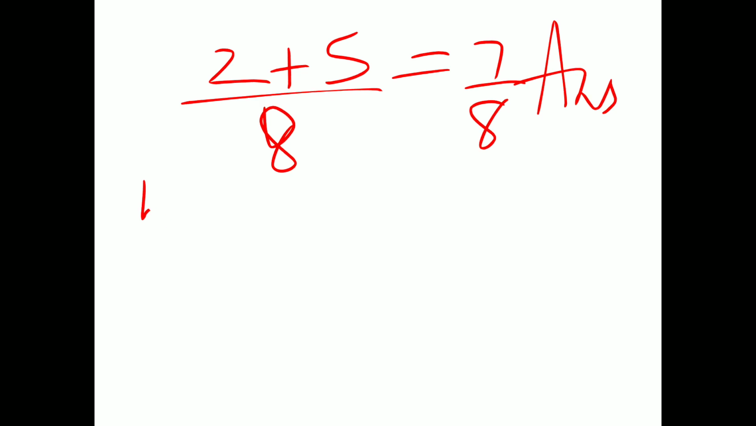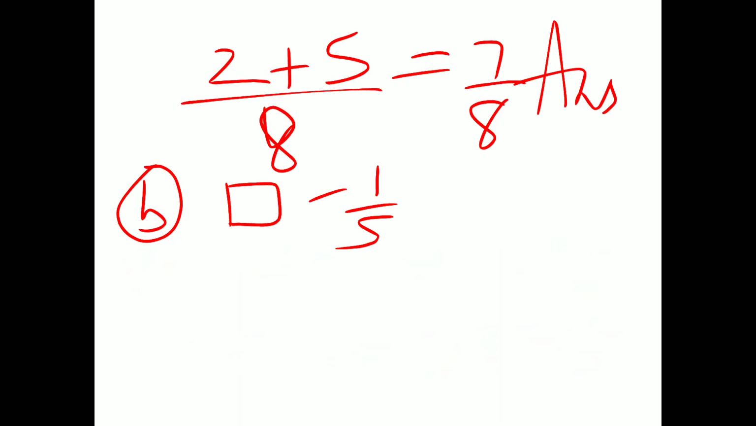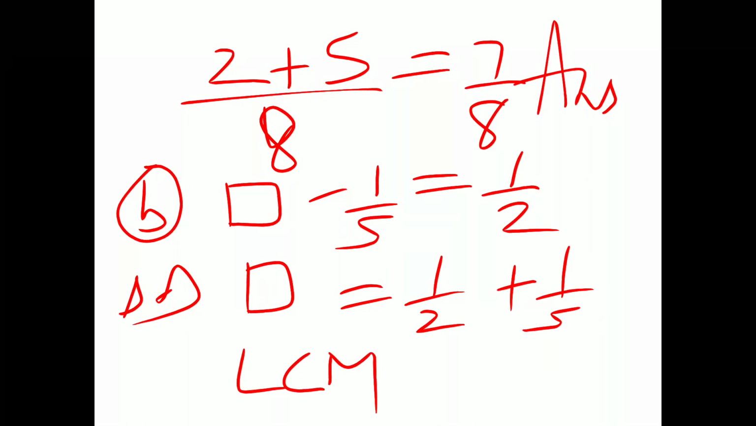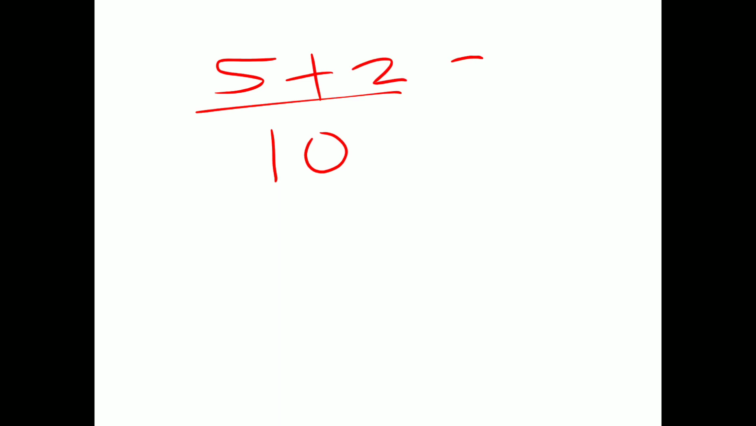Now we do B part of it. B part is box minus 1 by 5 is equal to 1 by 2. Now this time which number will go there? Minus 5. So you write box is equal to 1 by 2 plus 1 by 5. Now LCM of 2 and 5 will be 10. Clear? Now 2 table 10 comes at 5 and 5 table 10 comes at 2, plus them. 5 plus 2 is 7. So answer of B part is 7 by 10. Clear? Now we do C part.